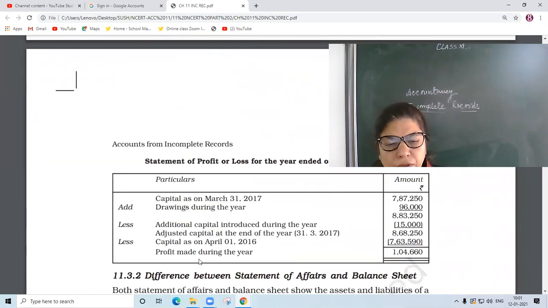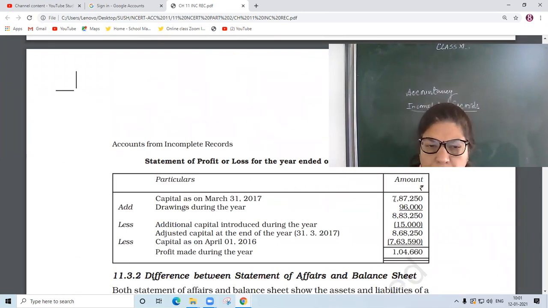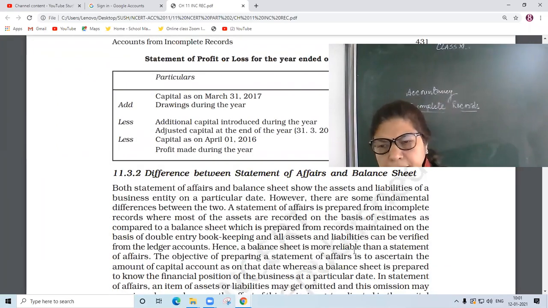Now we will make this format: closing capital, or capital at the end, add drawings, minus additional capital, minus opening capital. Very good. This will be the profit of the year. Okay. The format will be the same for the statement of affairs as well as the statement of profit and loss.